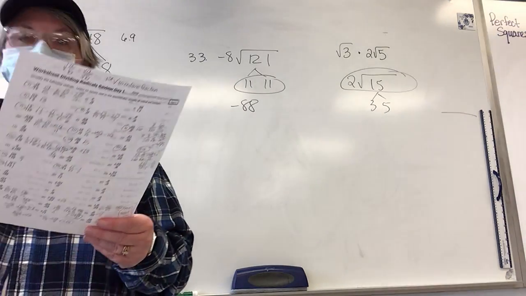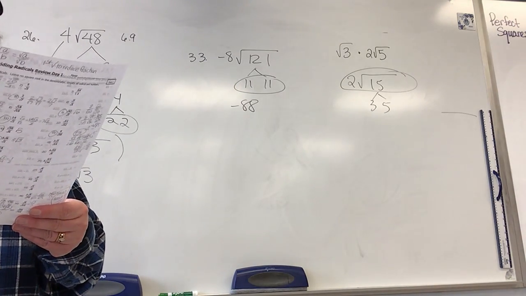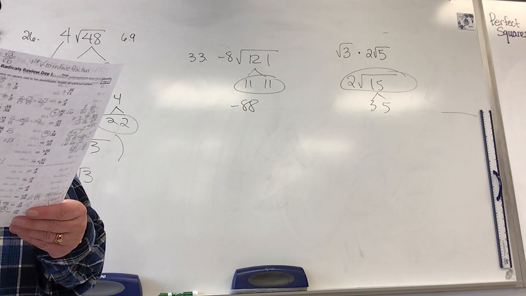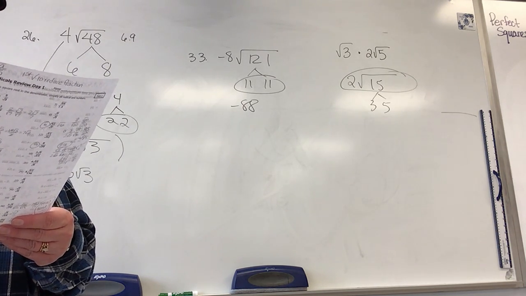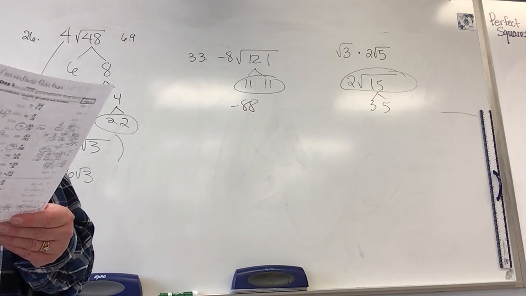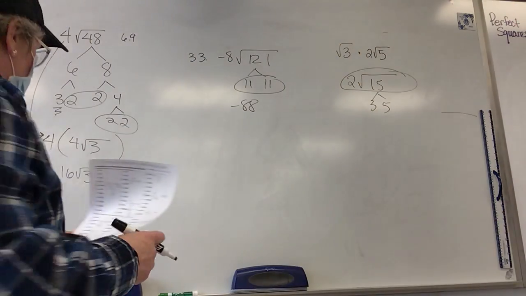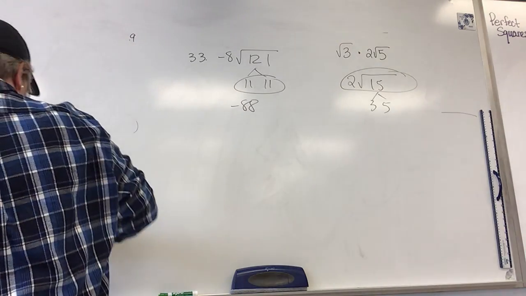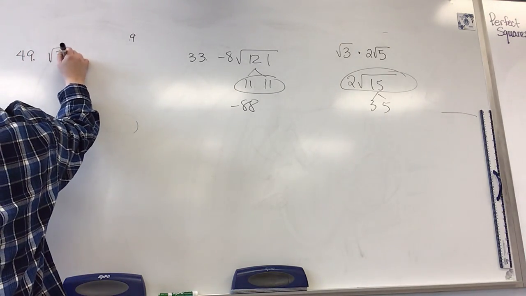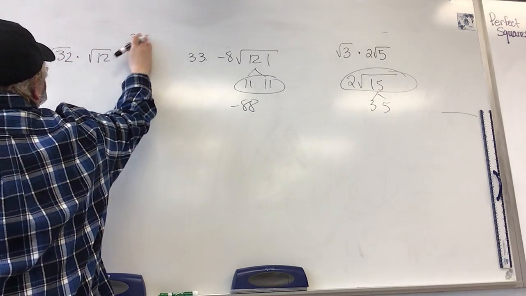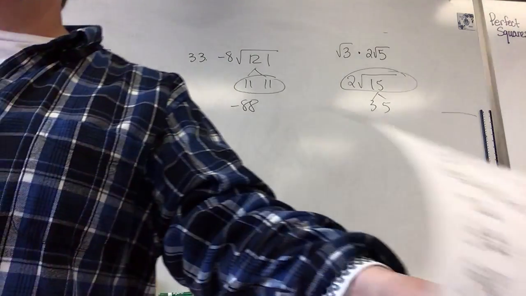Okay, how about one more multiplication? Let's do number 49. The square root of 32 times the square root of 12. Okay, now two thoughts on this.